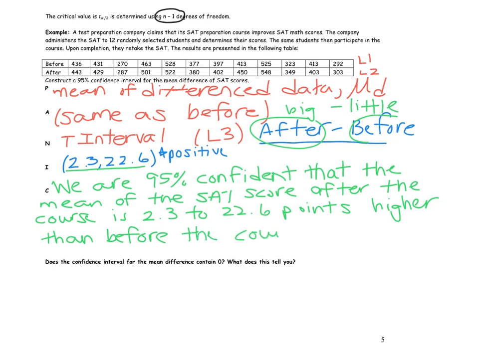So when, again, we're comparing two populations, rather than just saying the mean difference is between 2.3 to 22.6 points, let's get in the habit of comparing the before and after in this case. So you can use words like higher or lower, stuff like that. And we'll practice that again too.